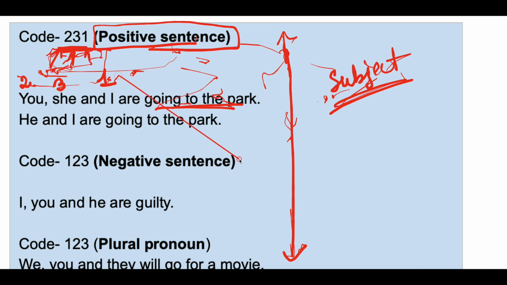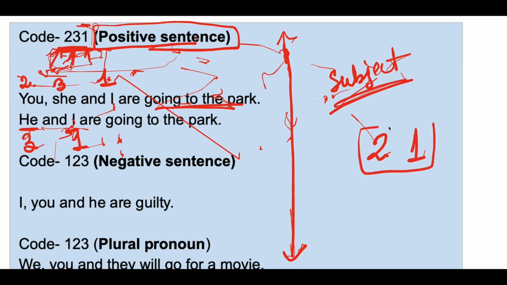He and I are going to the park. So he, again, he is what? He is third person and I is first person. So here second person is not present. That's why we have arranged it in the order 3-1. So suppose if the third person is not present, then what will you do? Then you will write it in this way, 2-1.